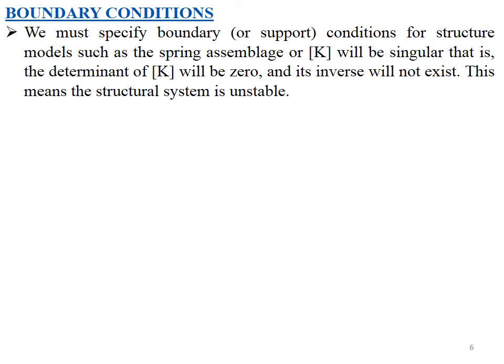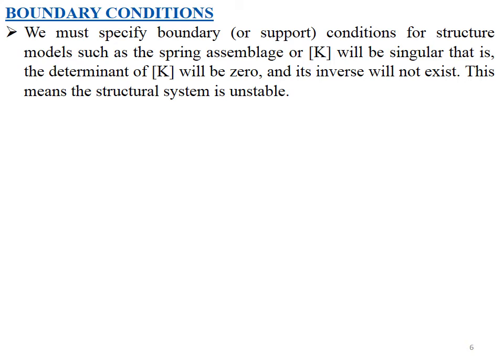So next is the boundary conditions. So what is my boundary condition? We must specify a boundary or a support condition for a structure model such as the assembly of the stiffness matrix K, or K will be singular, that is, the determinant of K will be equal to 0 and its inverse will not exist. This means the structural system is unstable. So we must specify the boundary condition for each and every problem.